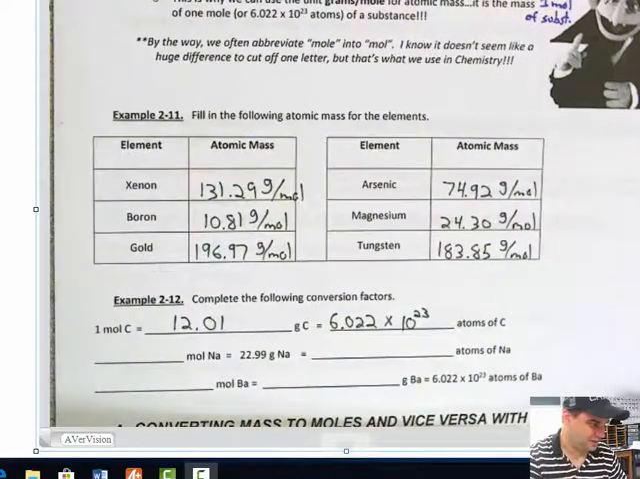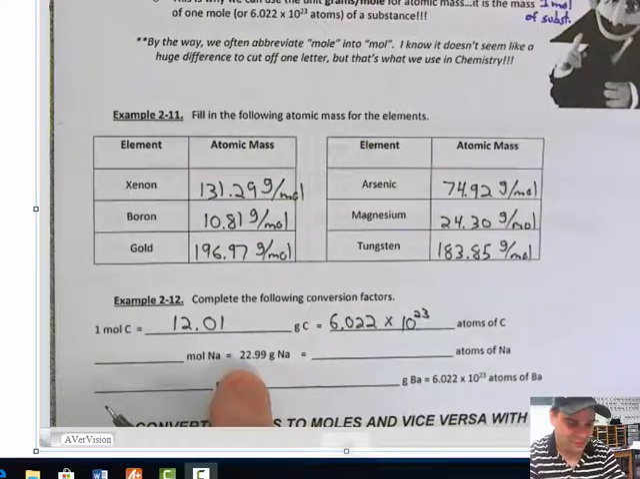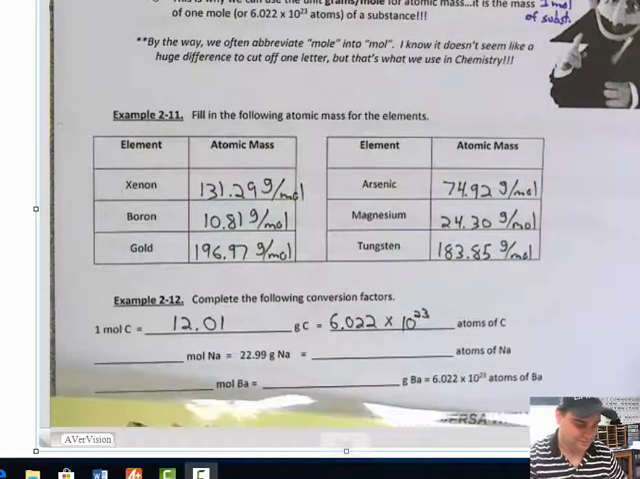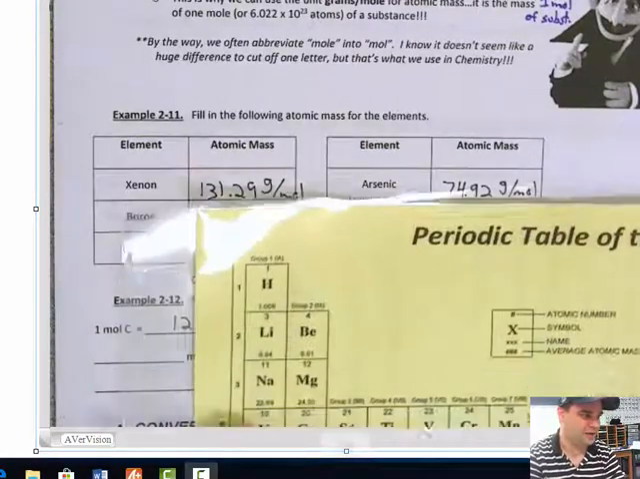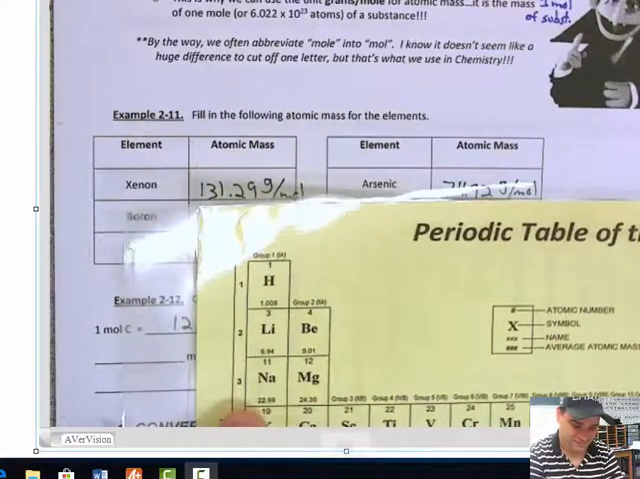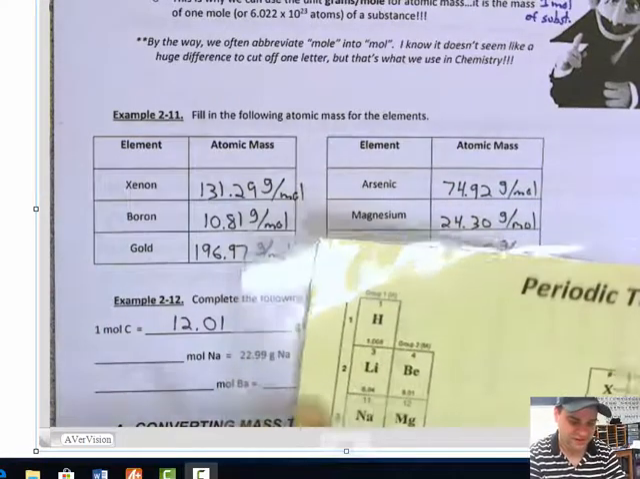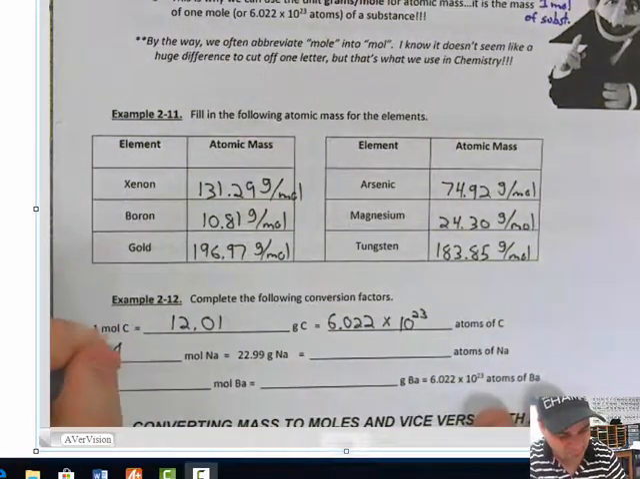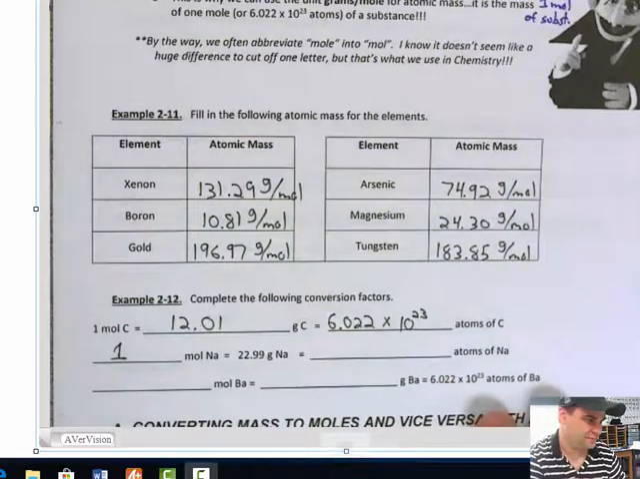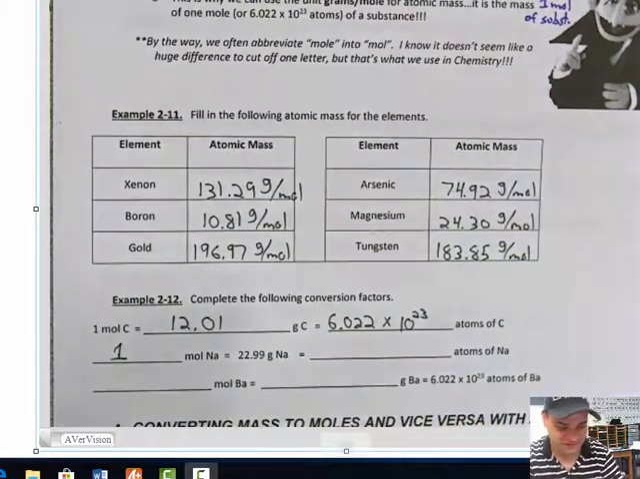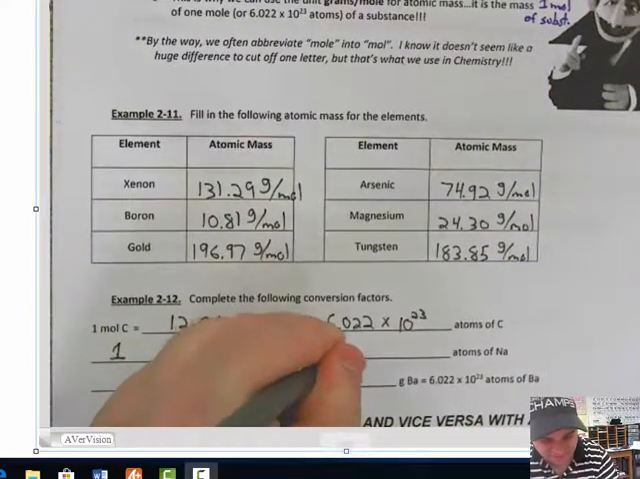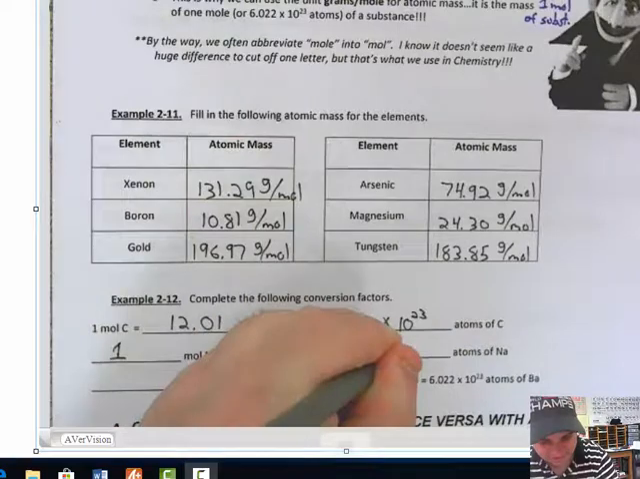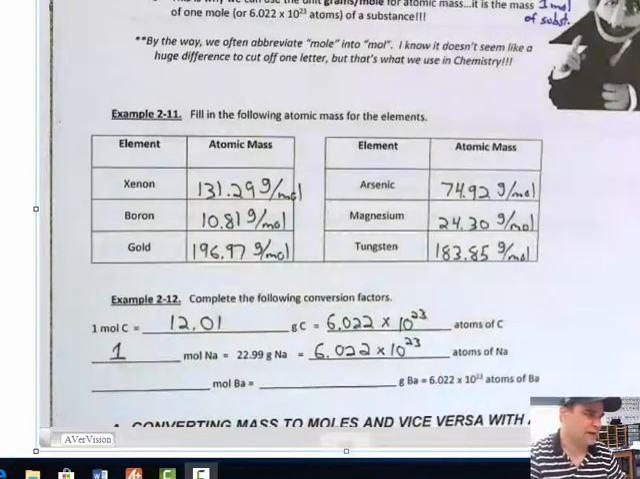Next one's kind of tricky. If you look at 22.99 grams of sodium, that is the molar mass of sodium, which is Na. So this means that 22.99 grams is equal to 1 mole of sodium, which is also equal to 6.022 times 10 to the 23rd atoms of sodium.